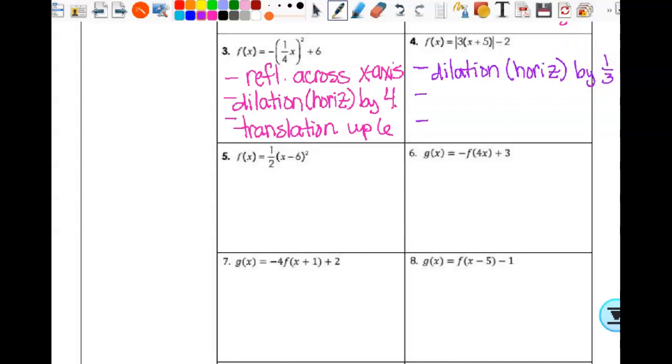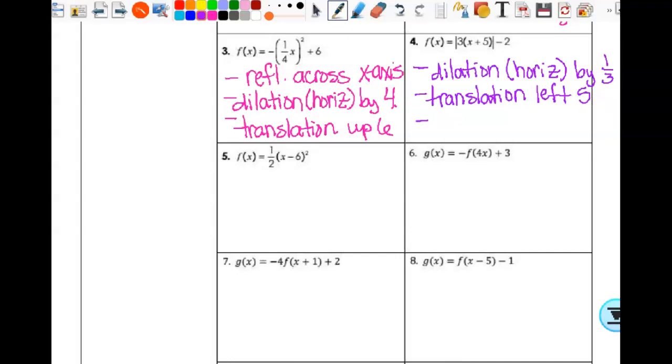All right, good deal. What about the 5? Does it affect X or Y? X, okay. And what do we call this type of transformation? Translation, good. And which way am I going? Left 5, very good. Y'all agree with that? Thank you. Any questions? All right.